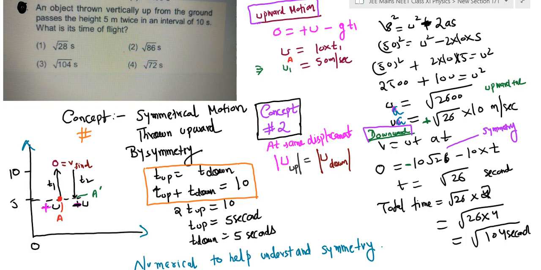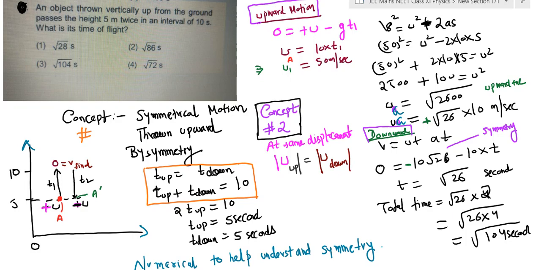Now use another concept of symmetricity, which is if the body is coming down at the same height, when it appears the second time but this time downward, again the velocity will be 50 but in the reverse direction, right? So the second time we are using the concept of symmetric motion. And third, remember the body is thrown with some velocity and the body will come back with the same velocity.